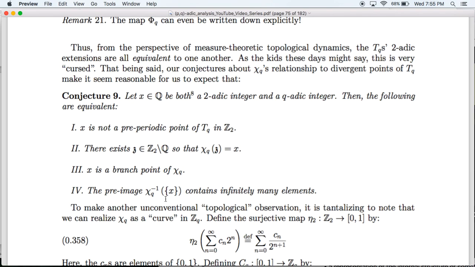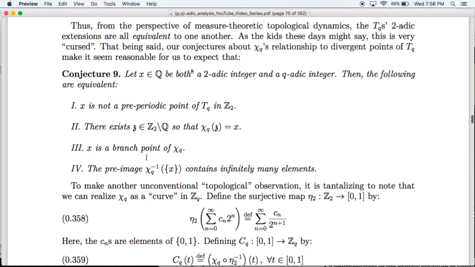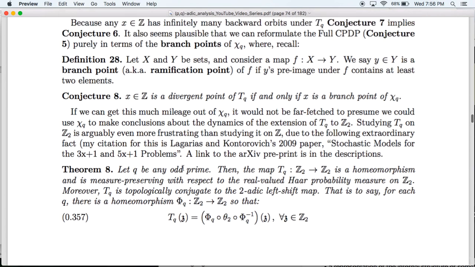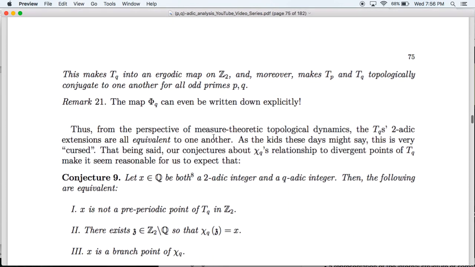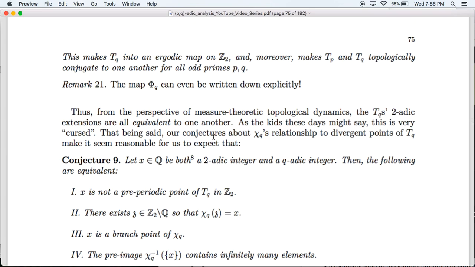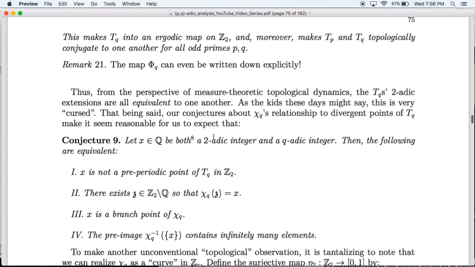Now, we can also go further. We can make an even more unconventional topological observation. We can think of chi q's image in zq as being a kind of curve. And so what this conjecture, and the conjecture about the ramification points, is then saying is that I'm conjecturing that this curve will have a self-intersection if and only if tq has a divergence point.